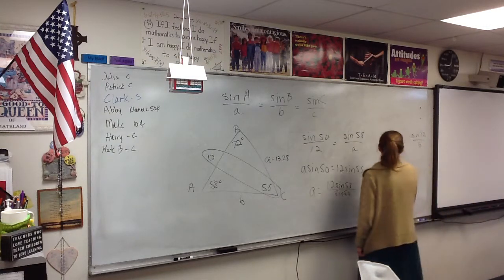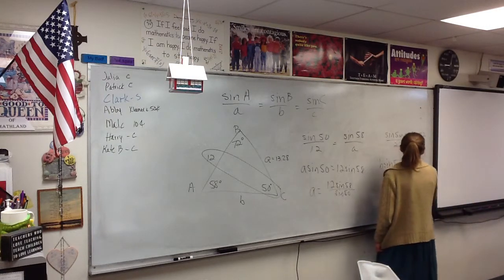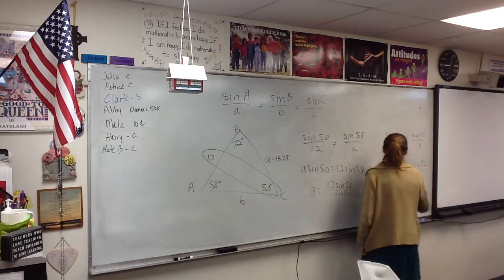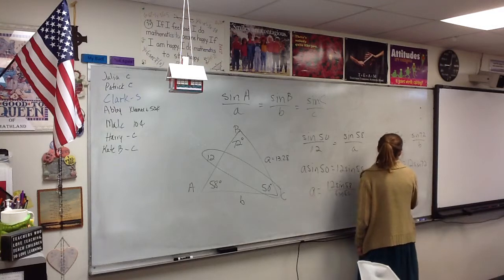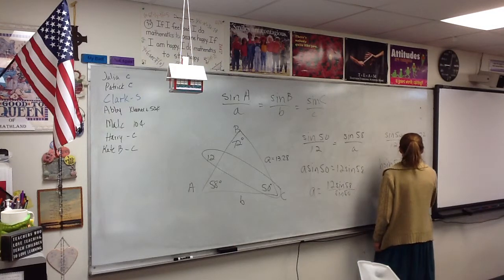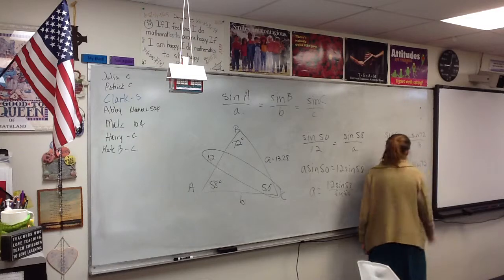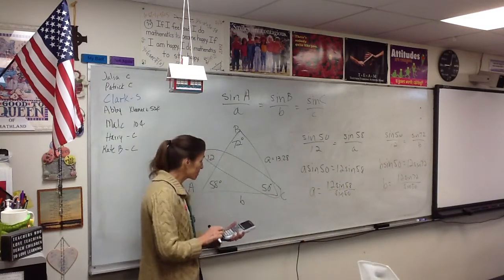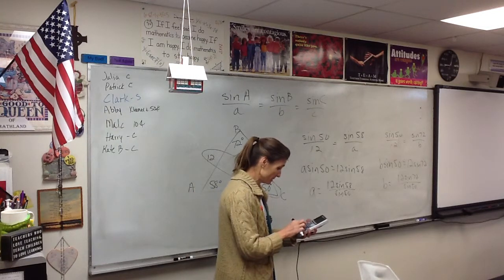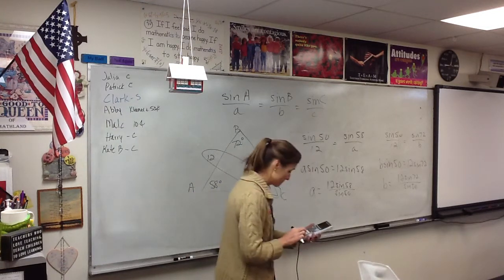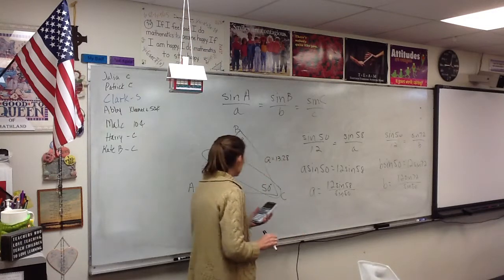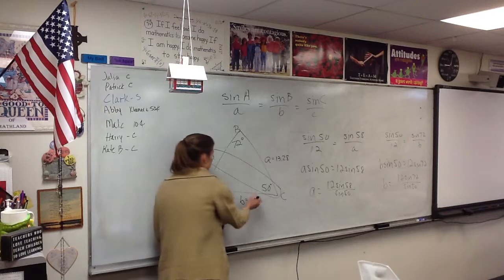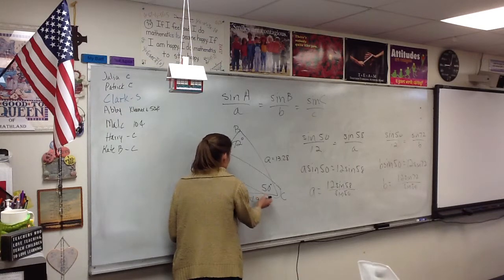So we cross multiply again, and then divide. So B equals 12 sine 72 over sine 50. And again, I go to my calculator because I'm going to be using it on every single part of every single problem. And what did you get for side B? 14. Yeah, there it is.